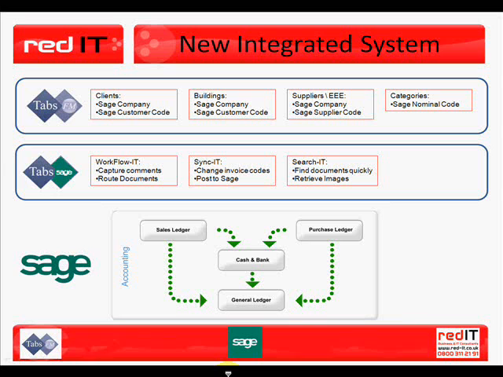On the back of this, the sales invoices and purchase invoices then go through the Tabs to Sage middleware, and in the Workflow It, you can then capture comments against these particular documents and route them through this web-based application to other members of your team, which you shall see shortly. Sage Sync It then allows you to post these invoices automatically into Sage and change those codes before it is actually imported into Sage if you need to. The Search It application allows you to find documents quickly and also view the images.